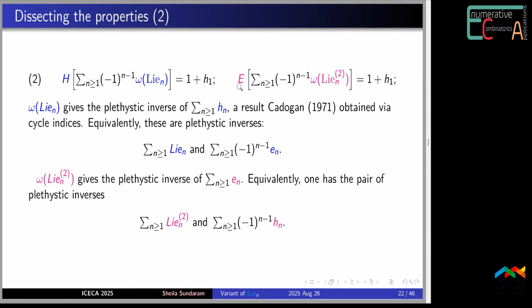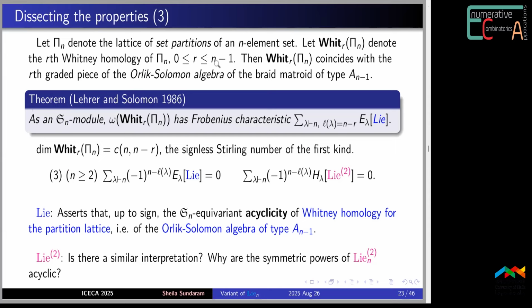Okay, for property 3, which is in the middle of the slide here, I need to say a little bit about the partition lattice. So Pi_n is the lattice of set partitions of an n element set. And I'll write WH_r of Pi_n for the rank r Whitney homology of Pi_n. I'm not going to define this, but the reason I'm talking about it is because the rank r Whitney homology of Pi_n coincides with the rank r graded piece of the Orlik-Solomon algebra of the braid matroid of type A_{n-1}. I'm not going to define that either, but they're all intimately connected with the Lie representation.